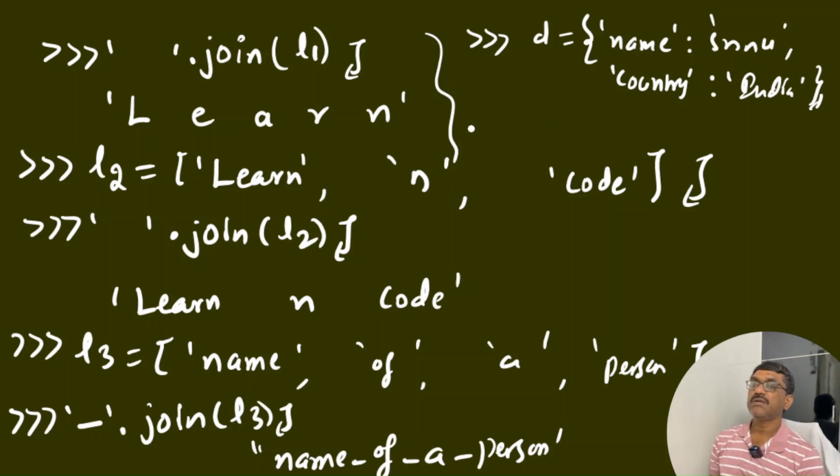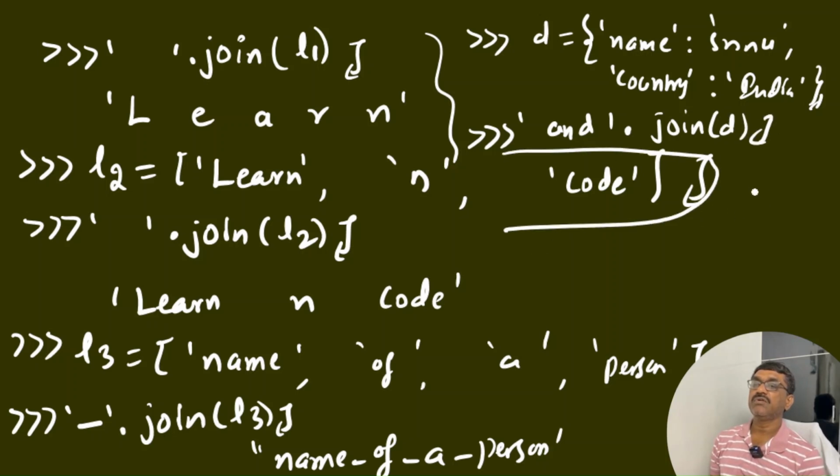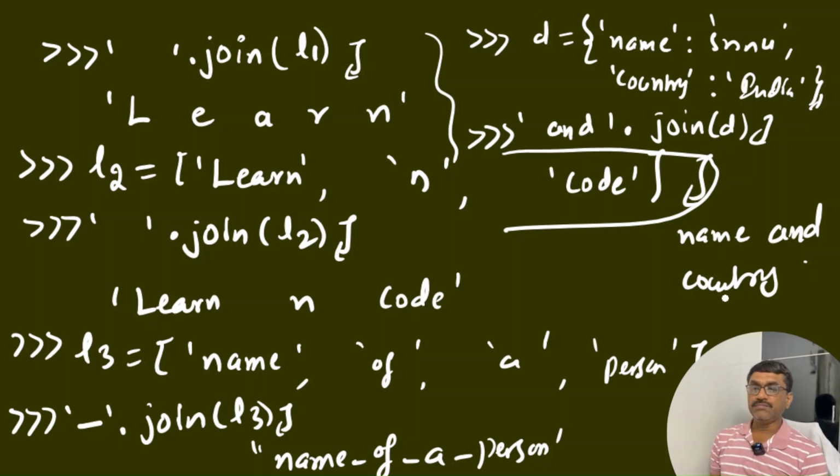Now, if I apply this in the Python shell, here I'm using the separator, and then dot join, and if you mention the dictionary D, then in this case, what we are going to get here is the first one, name, and the separator is joined with country. This is how the join is going to work.